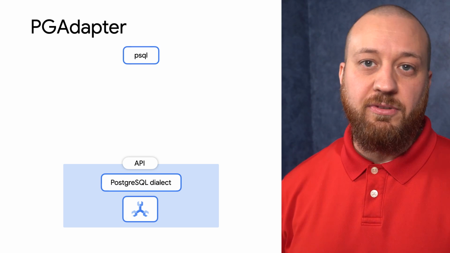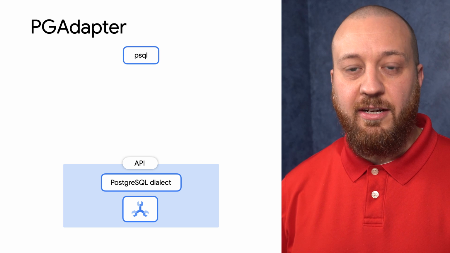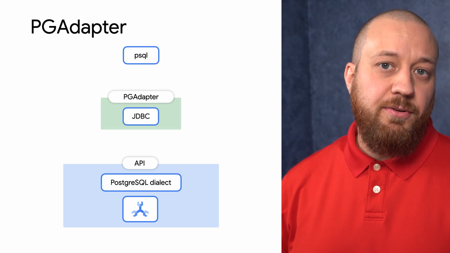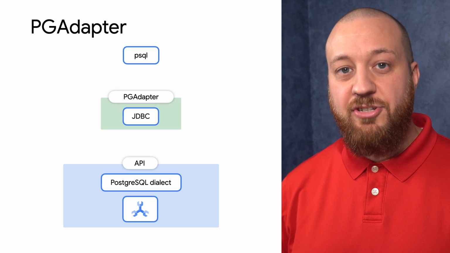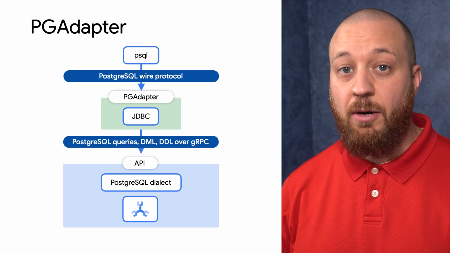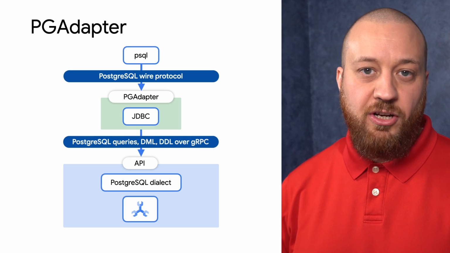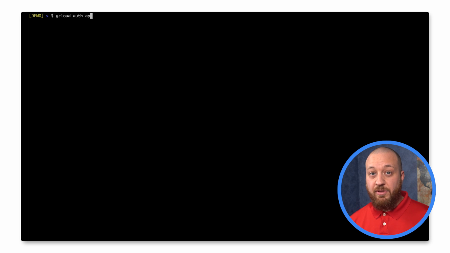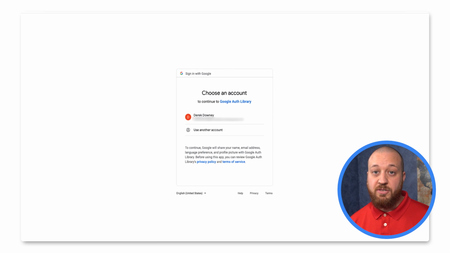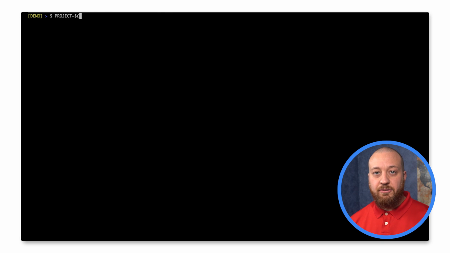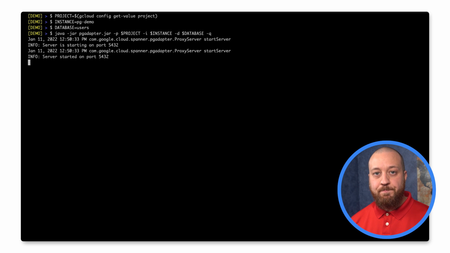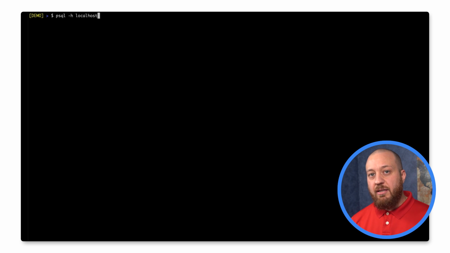But what about other tools, like PSQL, that don't know anything about Spanner? For those, we've provided a proxy called the PGadapter that translates the Postgres wire protocol into Spanner's own gRPC-based protocol. To set it up, you will need to authenticate with the gcloud command line tool to generate the credentials required to connect to your Spanner instance. Then download the PGadapter jar file and run it. That's it.